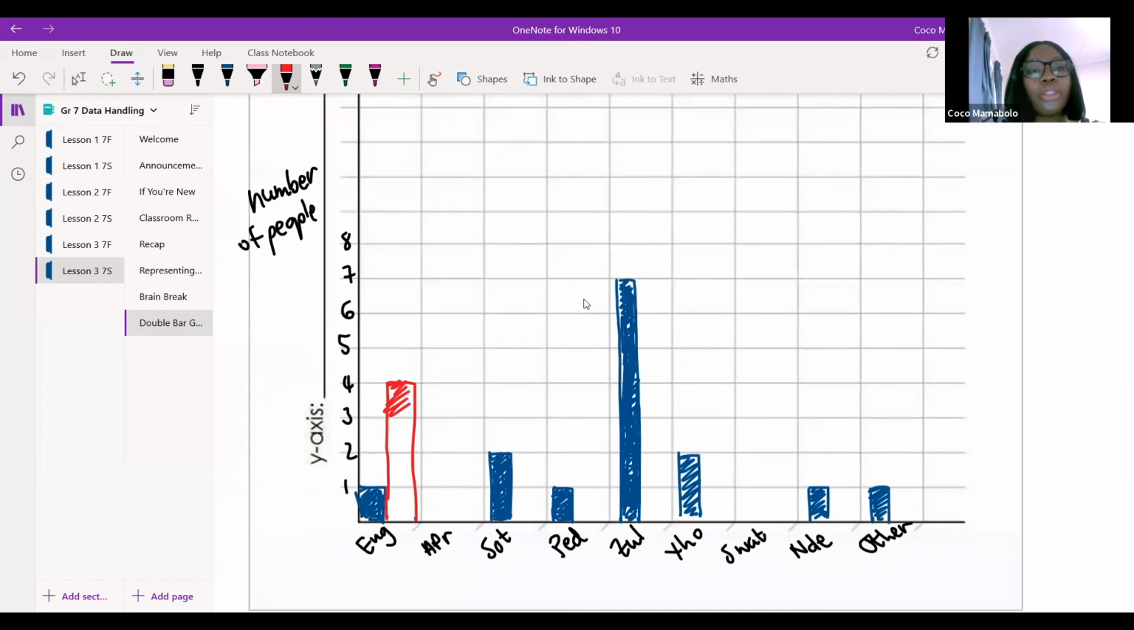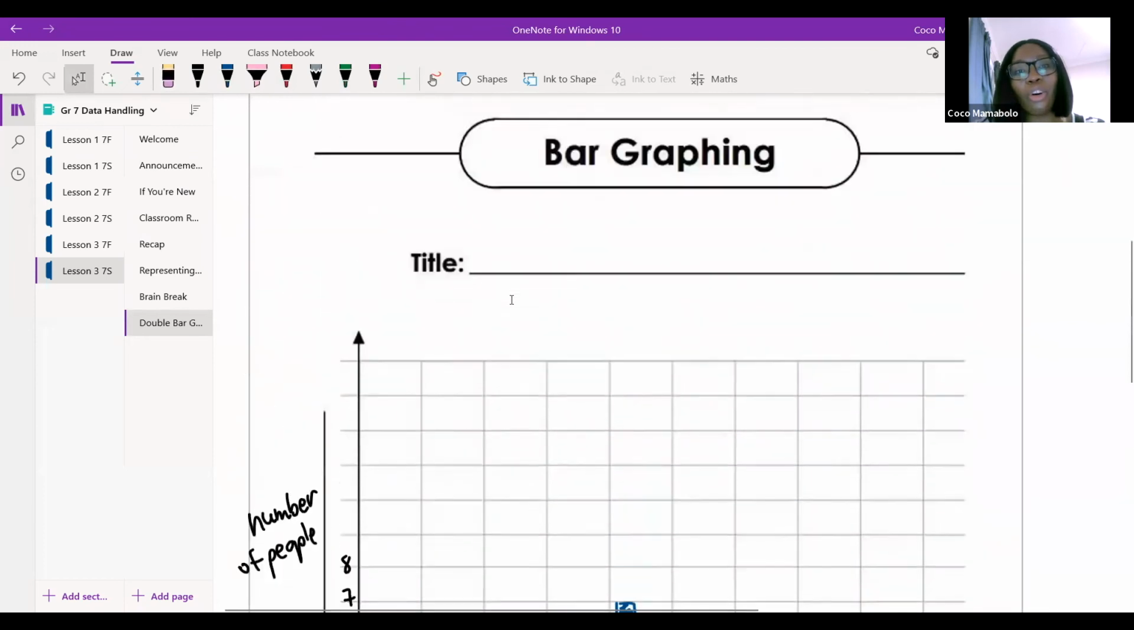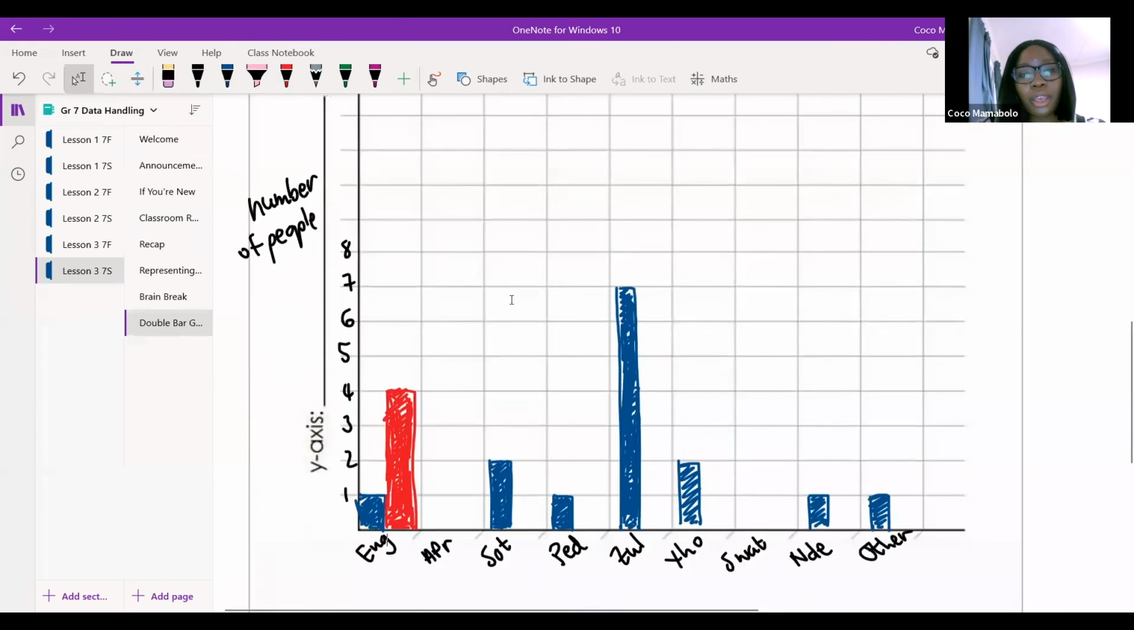Okay, now these 2 bar graphs can touch because they're underneath the same language. But when I draw my bar graph for Afrikaans, it cannot touch the English graphs. Do you guys understand that? I hope you guys do. Okay, so now I'm going to draw Afrikaans. Afrikaans and Sotho cannot touch. I have to make sure.